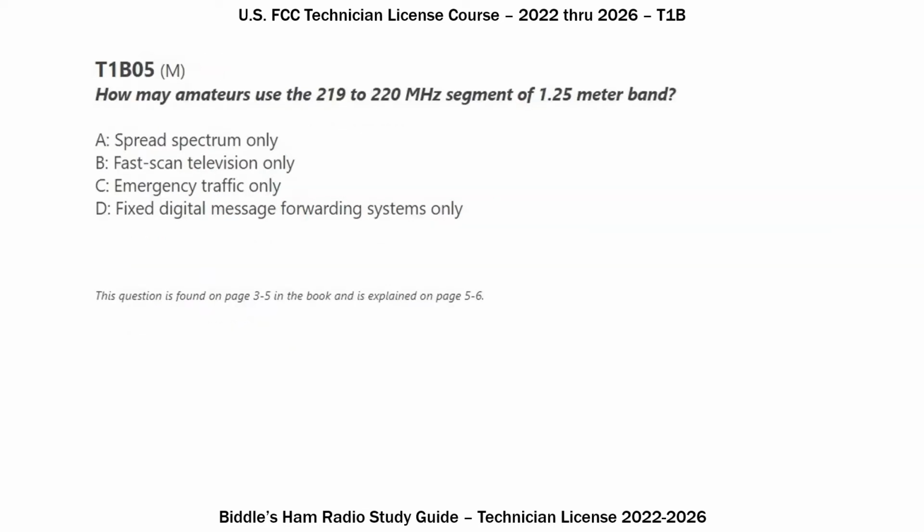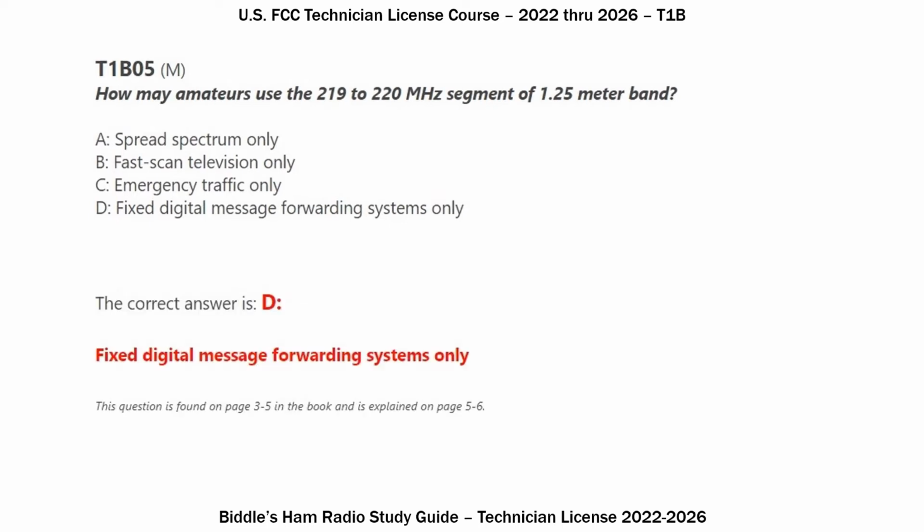Okay, question T1B05. This is a slightly modified question from the prior pool. How may amateurs use the 219 to 220 megahertz segment of the 1.25 meter band? A, spread spectrum only. B, fast scan television only. C, emergency traffic only. Or D, fixed digital message forwarding systems only. Our answer is D, fixed digital message forwarding systems only.